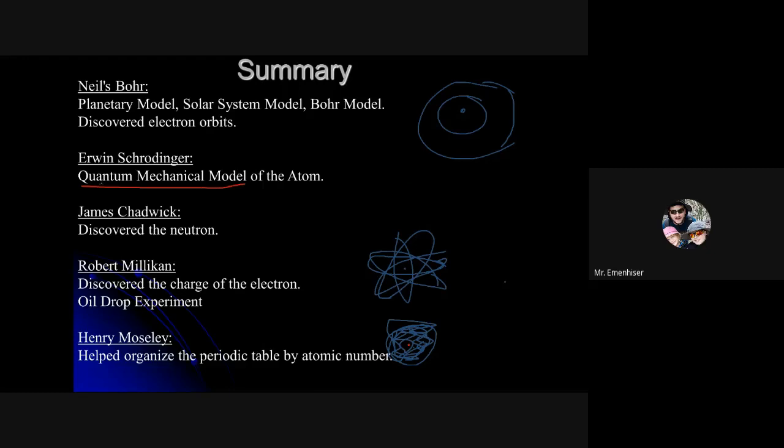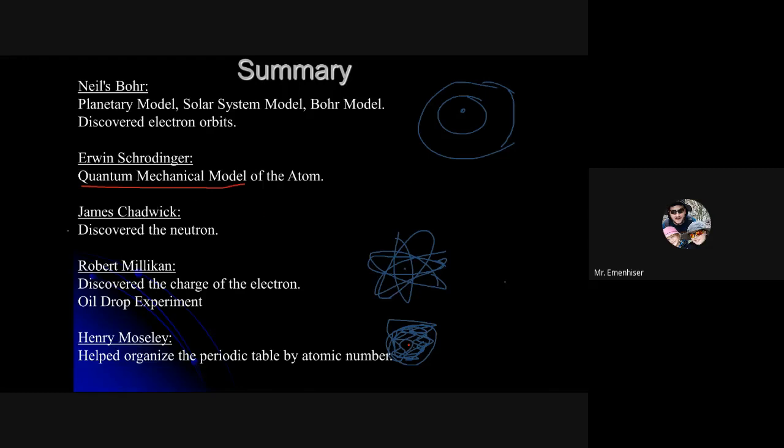Quantum kind of means small, and it's kind of weird science. It's got weird behavior that doesn't match what we see on our scale as humans. So Schrodinger, Erwin Schrodinger, is kind of the main scientist credited with this, but it's kind of a team effort.